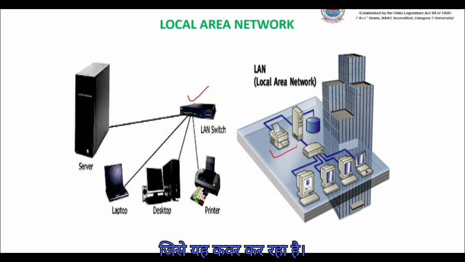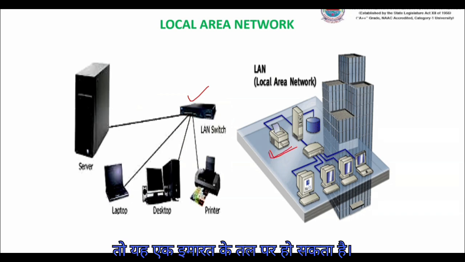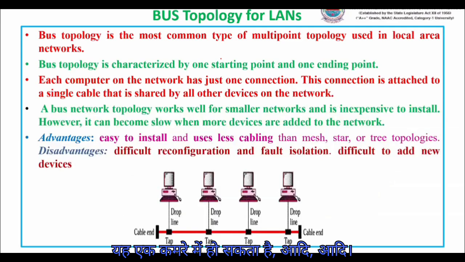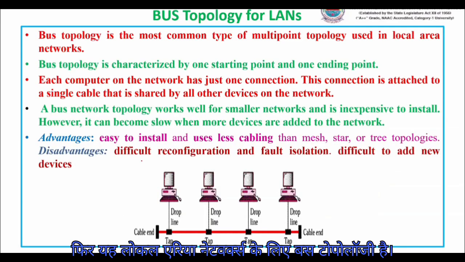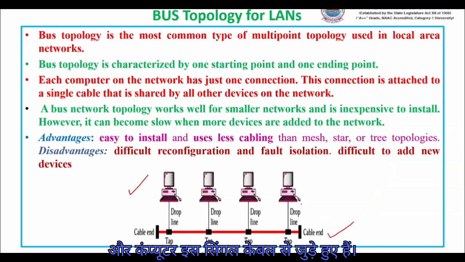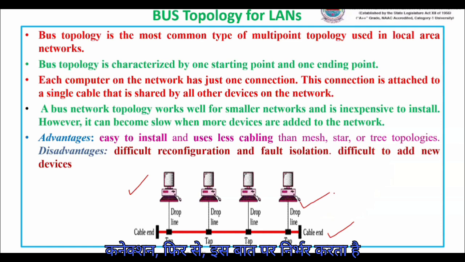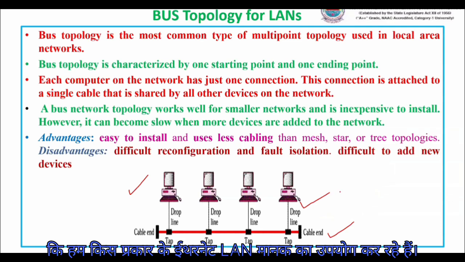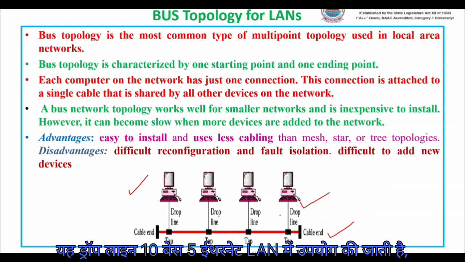So within a building, this is the geographical area it is covering. So it can be on the floor of one building, it can be in a room, etc. Then this is the bus topology for local area networks. I talked about it earlier also. A single cable is there and computers are connected to this single cable. The connections again depend upon the kind of standard of Ethernet LAN which we are using.